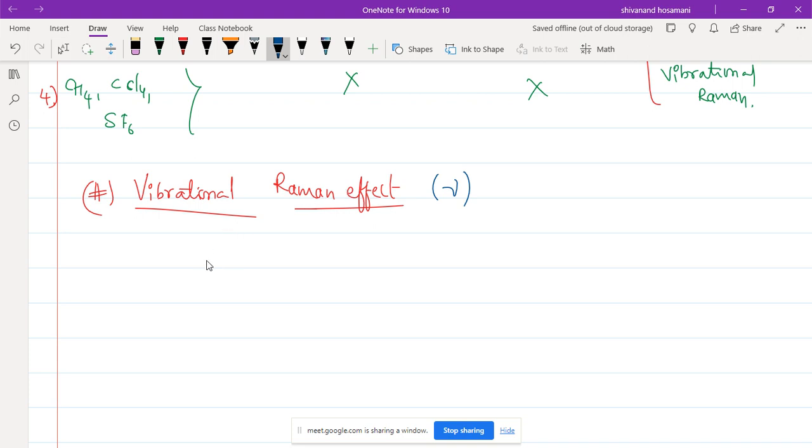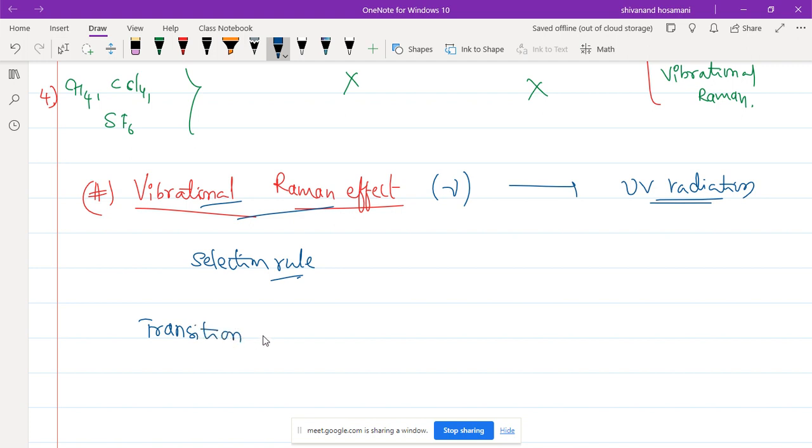The selection rule for the Raman effect. Especially Raman, in case of UV radiation, molecules automatically vibrate because the transition takes place from one vibration state to another vibration state in the same electronic state. So the transition will be from nu 1 to nu 2 in the same electronic state.